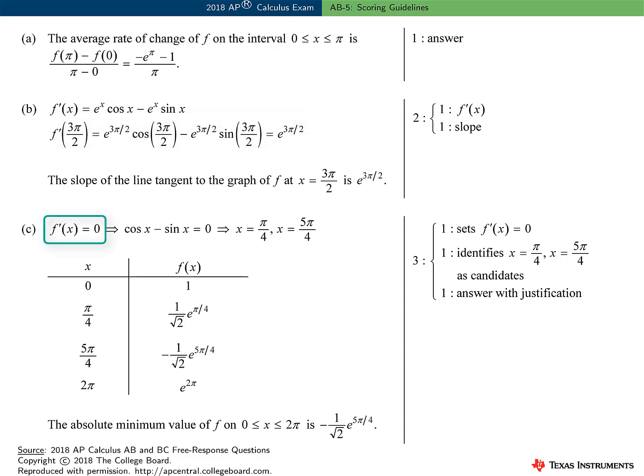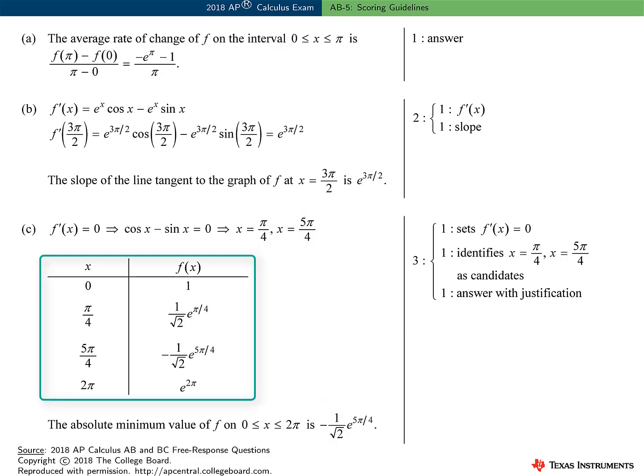Part C was worth 3 points. The first point was a conceptual point for knowing and writing f prime of x equals 0. The second point was for identifying the two critical values, in this case, two values where f prime of x equals 0, as candidates for x coordinates where the absolute minimum value occurs. And the third point was for finding the absolute minimum value and providing sufficient justification for the answer. The justification here is the table of values.